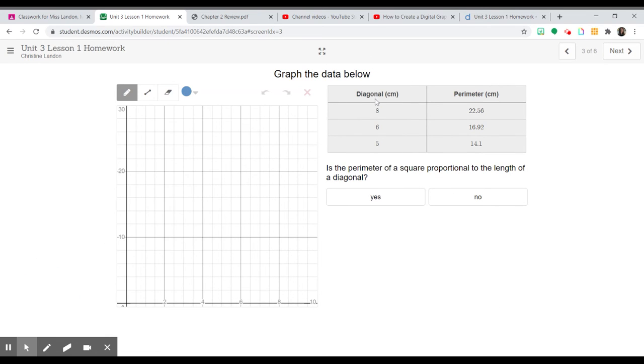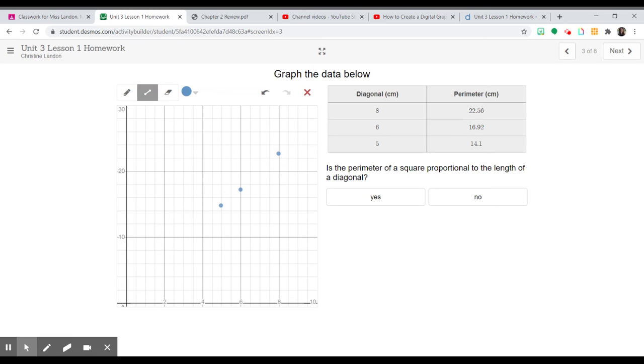Graph the data below. Now we have diagonal compared to perimeter. So I have a diagonal of 8. I'm going to come up to 22.5. So we're counting by 2s again. So maybe somewhere about here. 6 to 16.9. So I have 12, 14, 16, maybe about here. And then I have 5 and 10, 12, 14, maybe about here.